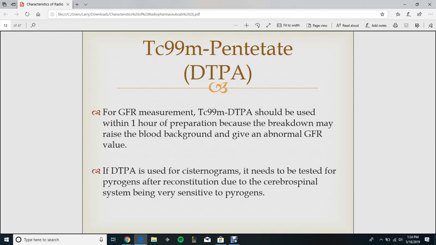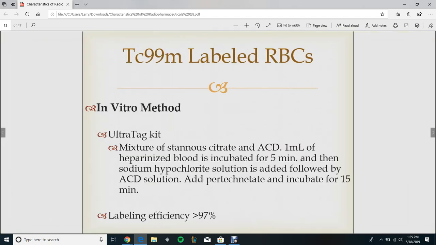For GFR measurement, technetium-99m DTPA should be used within 1 hour of preparation because the breakdown may raise the blood background and give an abnormal GFR. If DTPA is used for cisternograms, it needs to be tested for pyrogens after reconstitution due to the cerebrospinal system being very sensitive to pyrogens.